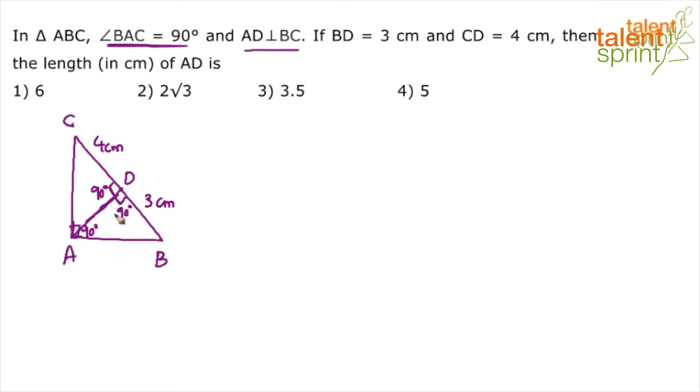In triangle ABD, the angle D is 90 degrees. All right, so these two angles are equal. Then if you observe, the angle ABC is equal to the angle ABD. So angle B is also equal in both the cases. So two of the angles are equal. So obviously these two are similar triangles, right?